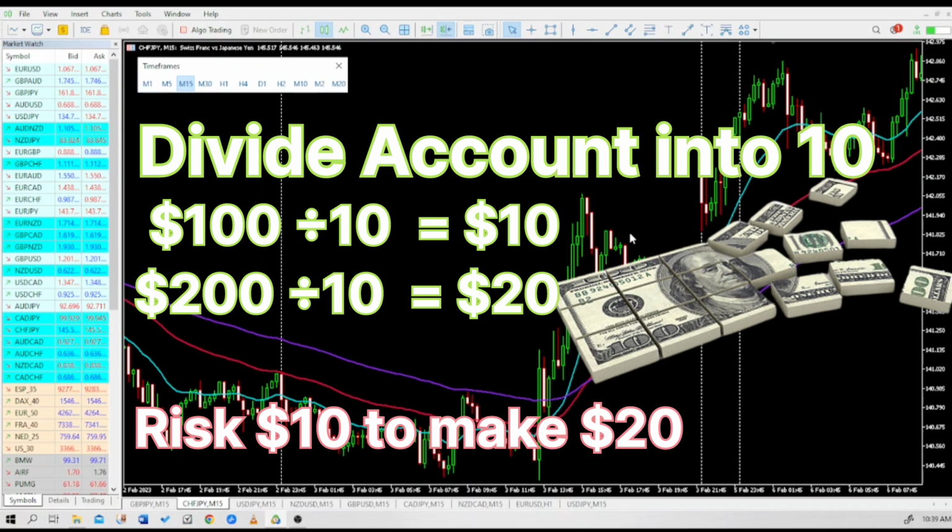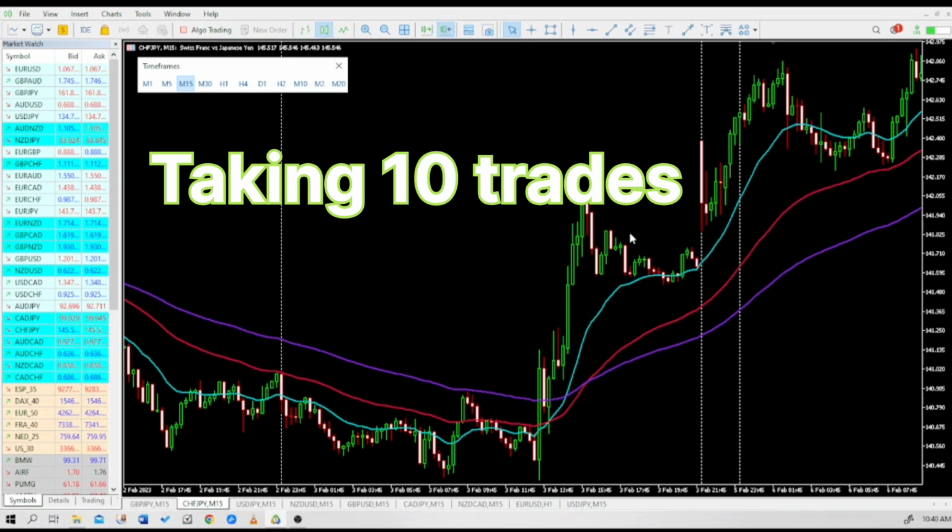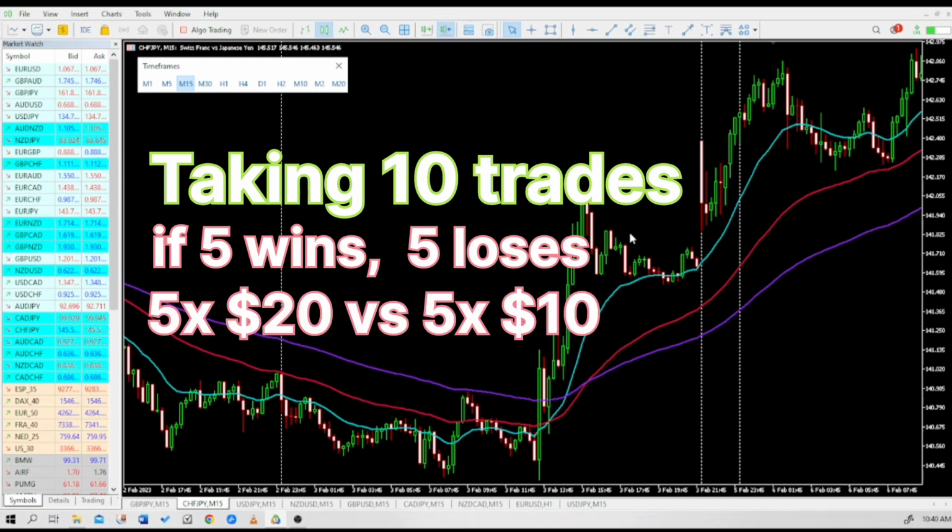And why do you have to share the account into 10? The reason is that at least you should be able to take 10 trades, okay? Let's assume that within the 10 trades, you have about 5 losing trades and 5 winning trades. You become profitable, right? Because if you multiply 5 by the losing trades and multiply 20 by the winning trades, definitely you're going to be profitable, guys. So you share the account into 10 so that you can take 10 solid trades without deviating from your plan. And when you have losses and you have wins, you become profitable.